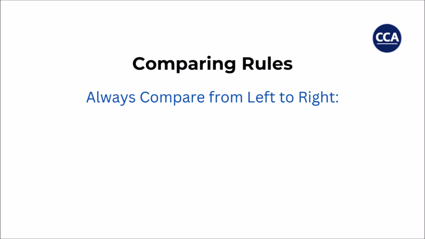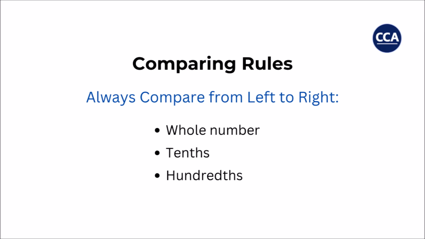So, the comparing rules are: always compare decimals from left to right. Start with the whole number. Then compare tenths. Then hundredths. And continue only if needed.